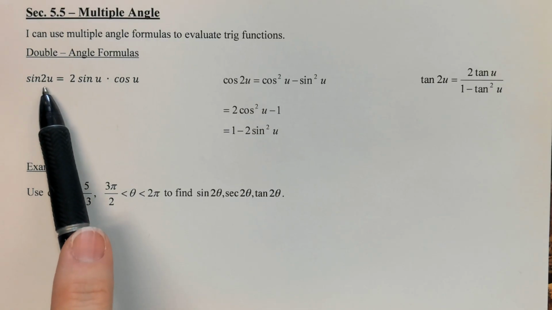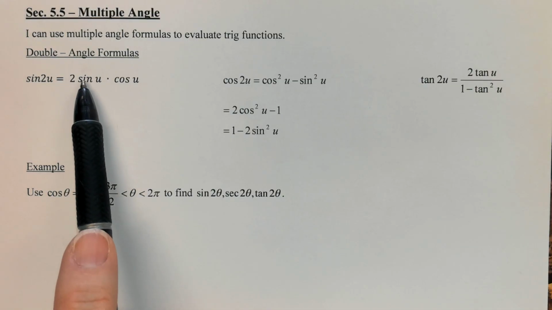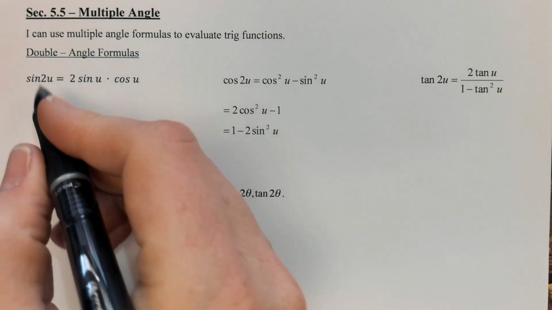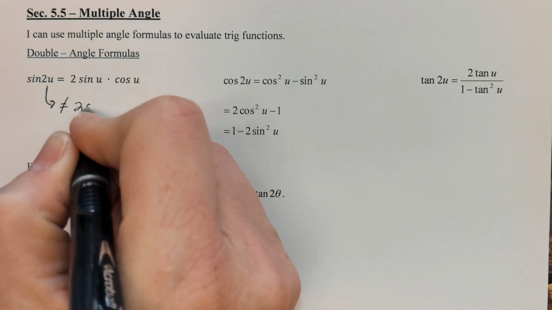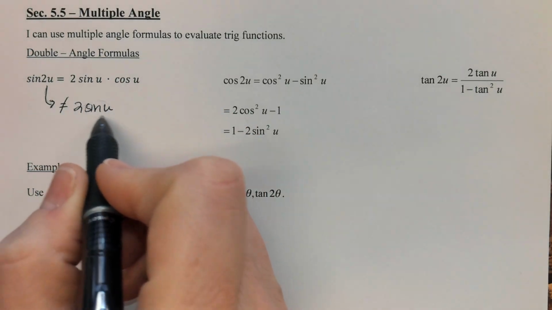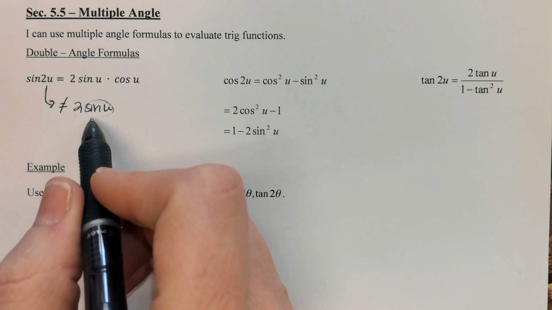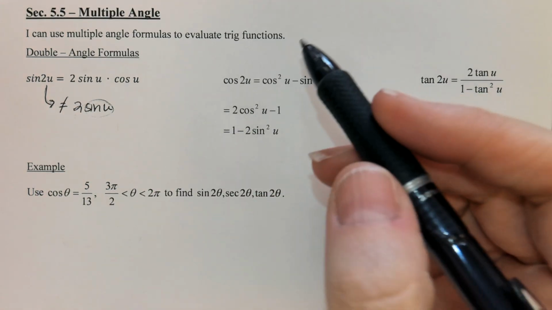So there is only one formula for sine of 2u. If we're doing a double angle, that formula becomes 2 times the sine of u times the cosine of u. That's the only variety we have. What you need to know is that sine of 2u is not 2 sine of u. You can't just take the sine value of a triangle and then times it by 2. That's not the same thing. We're talking about doubling the angle, not doubling the value.